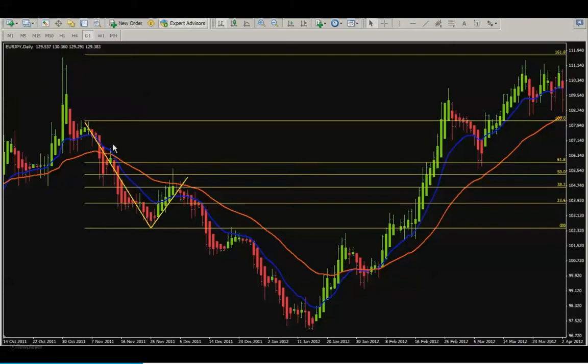And that's what you ideally want to see, a 50% retracement. My dog in the background agrees. 0.1, 0.2, 0.3, that's the retracement of 50%.